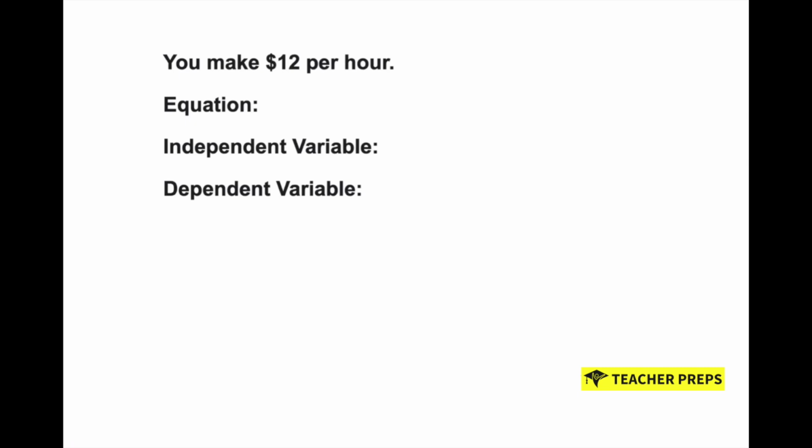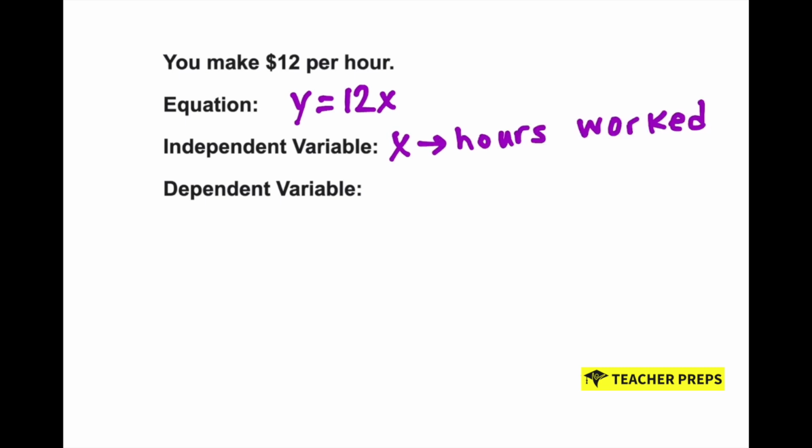This problem says you make $12 per hour. Our equation would be y equals 12 times x, because it's $12 for every hour. Our independent variable is going to be x. That's the amount of hours we work. Our dependent variable is what's going to change based off the hours worked. That's the money made and the variable y. So your income, which is the output, depends on how many hours you work, or your input. Your income changes as you work different amounts of hours.